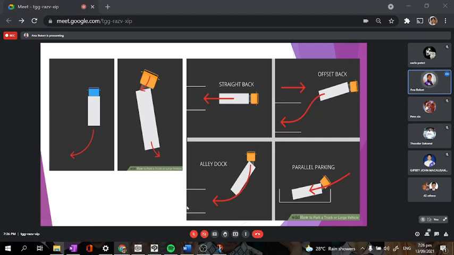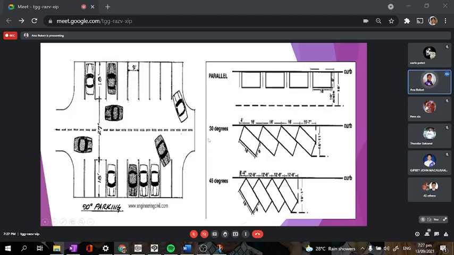So the maneuver is called alley dock. And then of course, parallel parking is easier, just get in and off the parallel area. So that is allocated in terms of length, wider compared to the straightforward application, offset or alley dock. And then these are the examples of the 90-degree parking, parallel, 30, and 45-degree parking. This is for regular cars, and then the design based on the curve position.